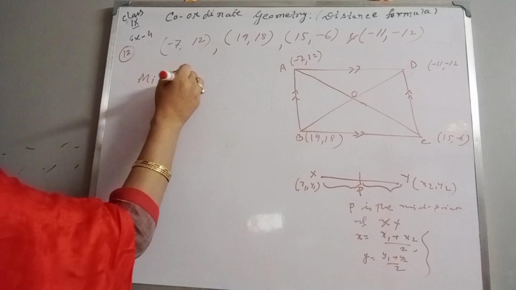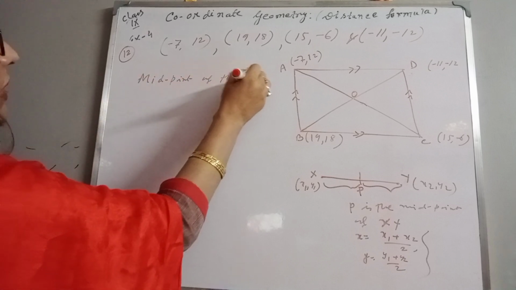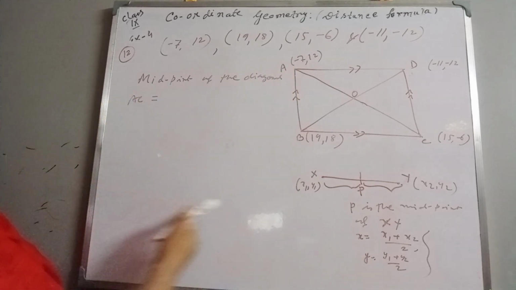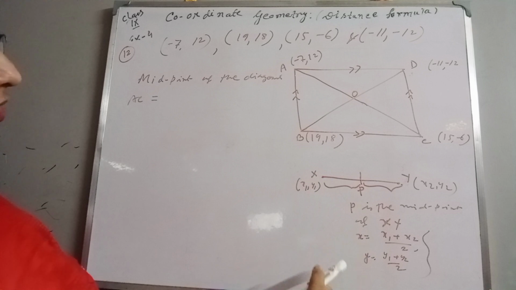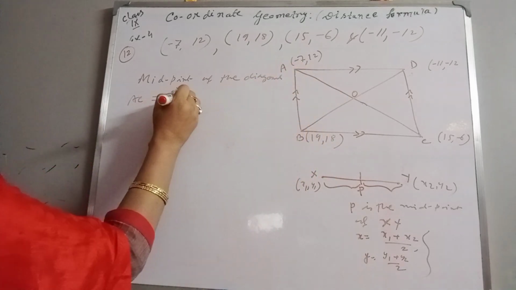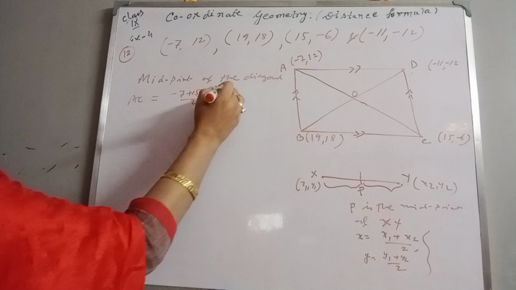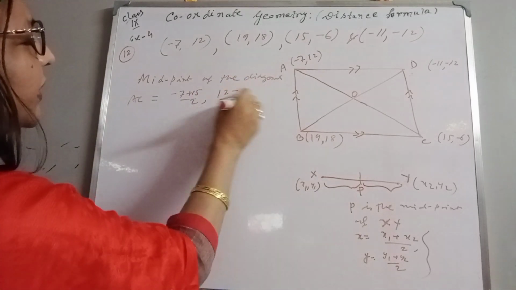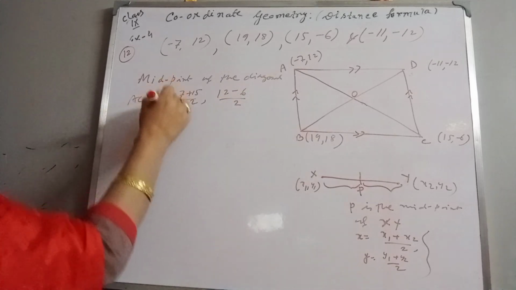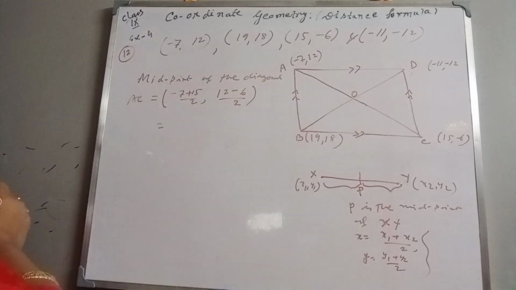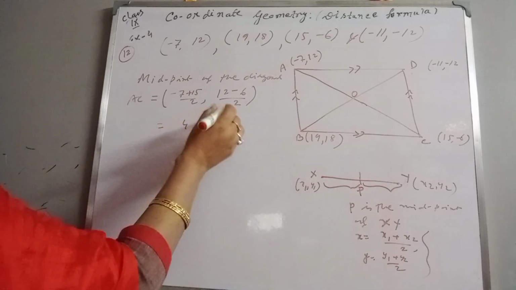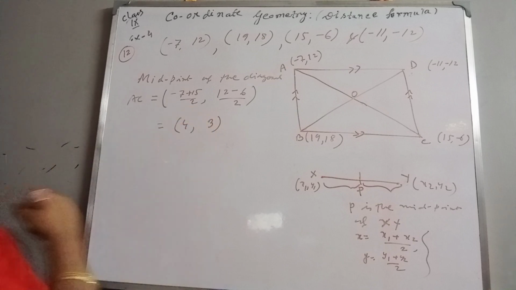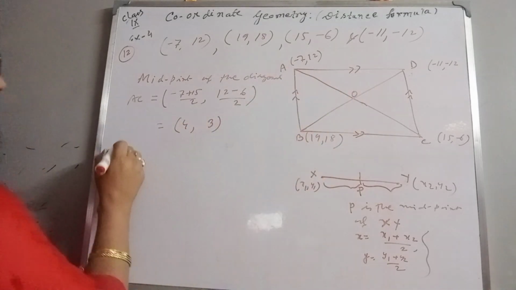Midpoint of the diagonal AC is equal to, what did I say, X1 plus X2 by 2, Y1 plus Y2 by 2. Minus 7 plus 15 by 2, 12 minus 6 by 2. 15 minus 7 is 8, 8 by 2 is 4. 12 minus 6 is 6, 6 by 2 is 3. So 4, 3. And now the midpoint of BD.